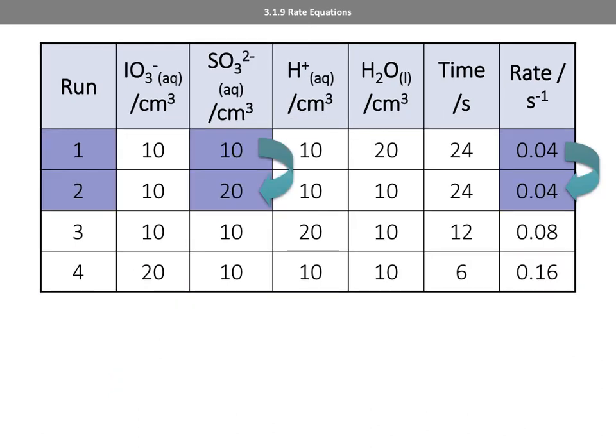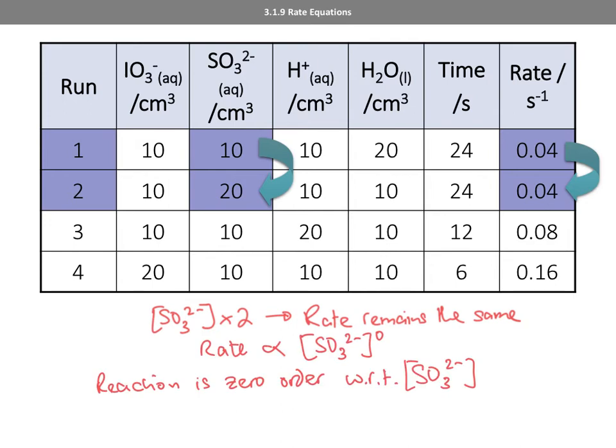So we finish by comparing runs 1 and 2. Here we are changing the concentration of sulfite ions. We can see that we're doubling the concentration of sulfite ions, but there is no effect on the rate of reaction. So this tells us that the order of reaction with respect to the sulfite ions is 0 order. So we can change the concentration of sulfite ions however we wish, double, triple, quadruple, and it will have no effect on the rate of reaction.